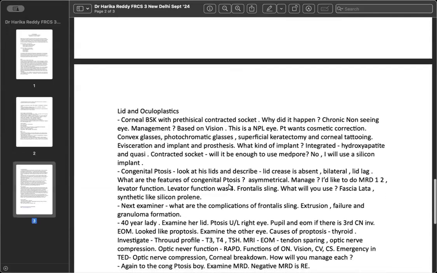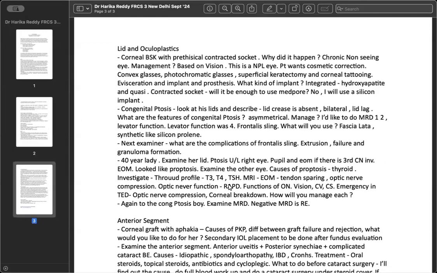Okay, moving on to lid and oculoplasty. My first case, there was a young man.